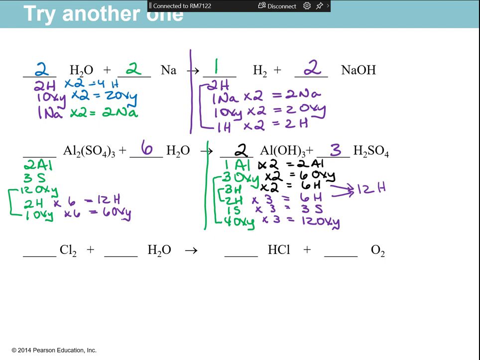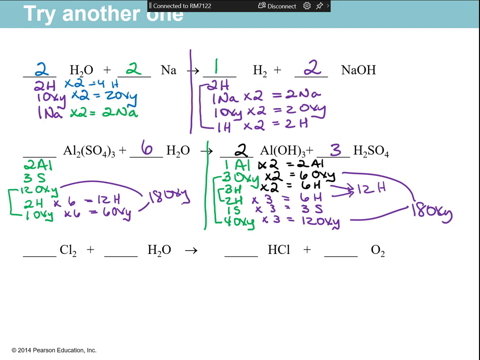I did not mess up aluminums doing that. I did not mess up my sulfurs doing that. Now I have 12 hydrogens and 12 hydrogens. How many oxygens total on the left? 18. How many oxygens total on the right? 6. And? 18. I have 18. Done. So see this one? This and this is 18 oxygen. And this and this is 18 oxygen.